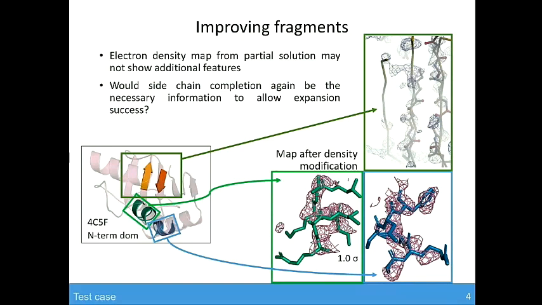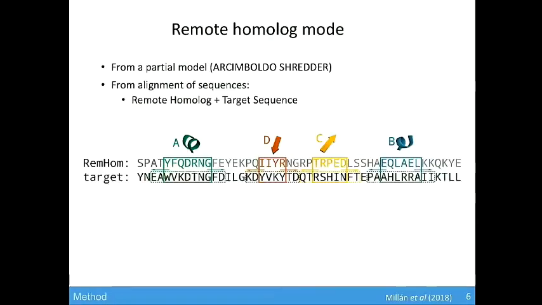And so we raised the hypothesis: would the sidechain completion be the necessary information to allow expansion success? In this case, another algorithm would address this question by trying to fit the side chains in the electron density. But at this resolution, with this partial solution, we didn't have such information. So our idea was to use all of the necessary information that we had based on the sequence from the C-terminal domain, and generate different hypotheses and extend this partial solution with all of the possible side chains that we thought were feasible to calculate.